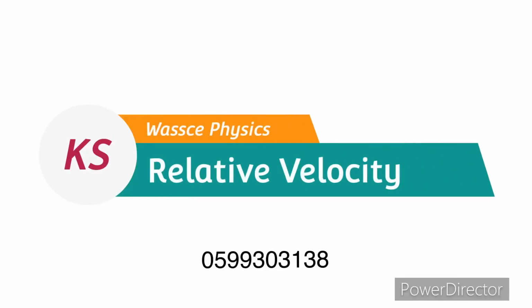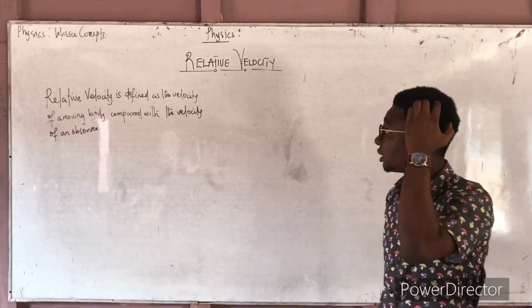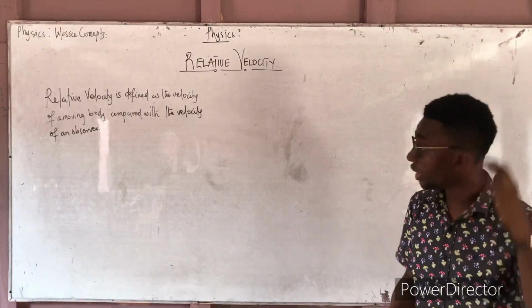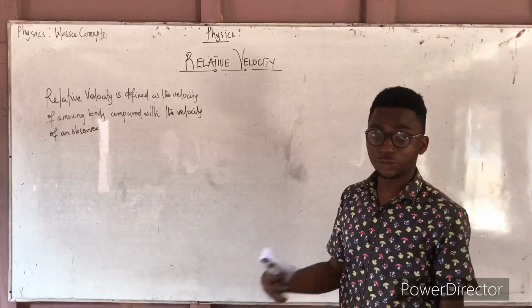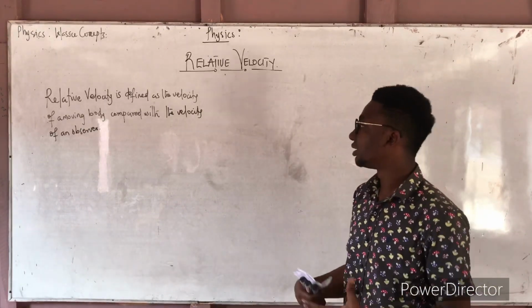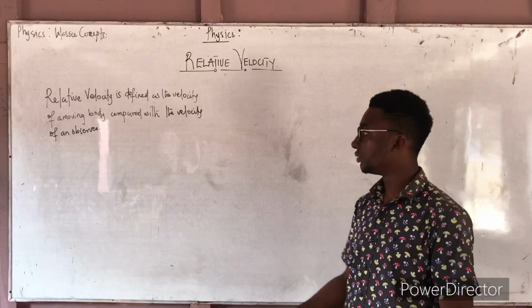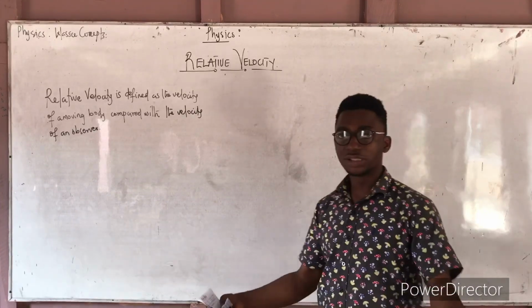Relative velocity. All right, so today we want to look at relative velocity. Now, relative velocity, as the name goes, it is relative. It is the velocity of a moving body compared with the velocity of an observer.